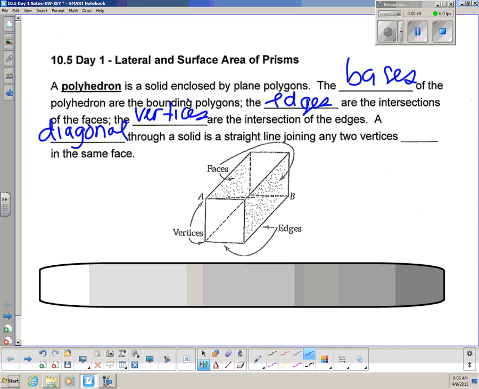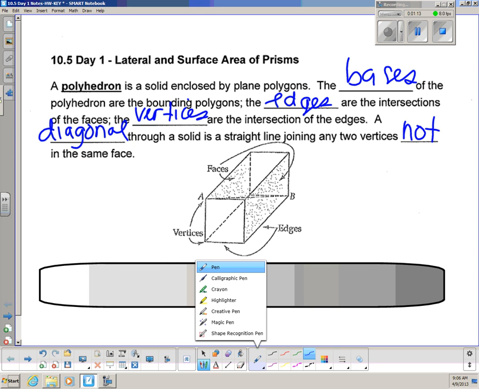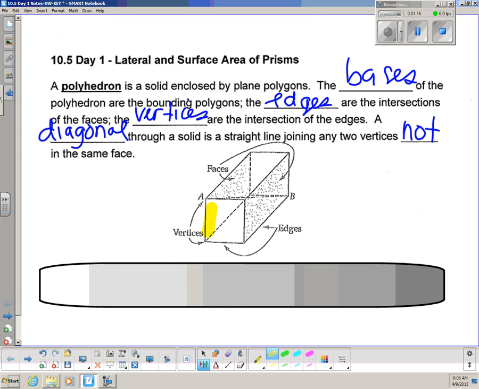The diagonal goes through the solid. It's a straight line that joins any two vertices that are not in the same face. So basically what you're looking at is this diagram where you've got 6 different faces, those are the 6 different rectangular polygons. You also have the vertices that are the corners, and they're showing you the vertices A and B. Here's the front, one of the faces of the 6. Here happens to be a vertex. The edges are the things that connect one plane to the next.